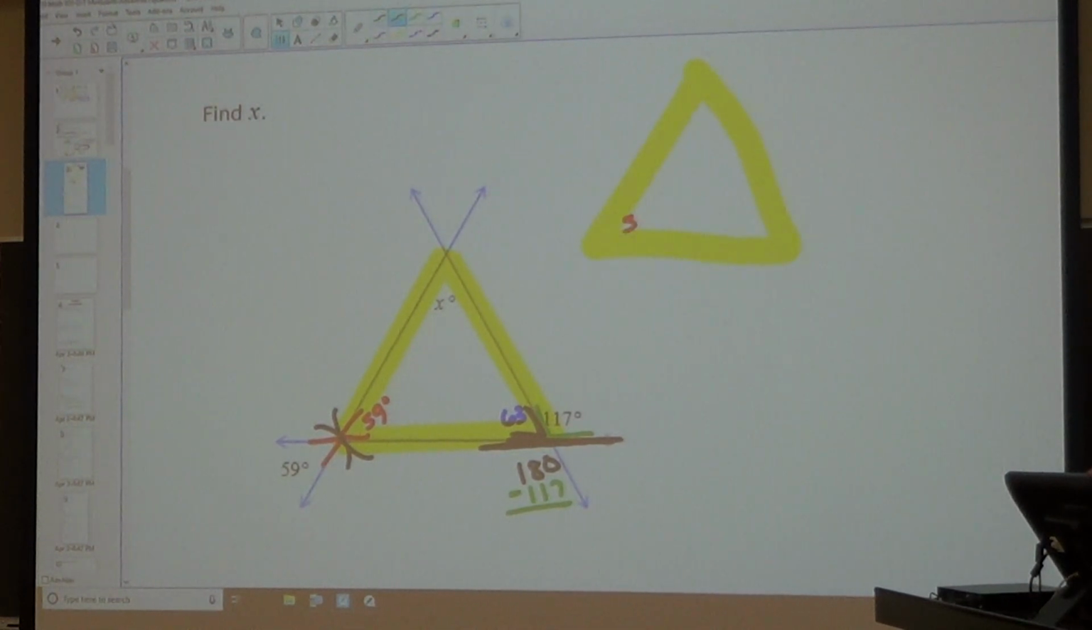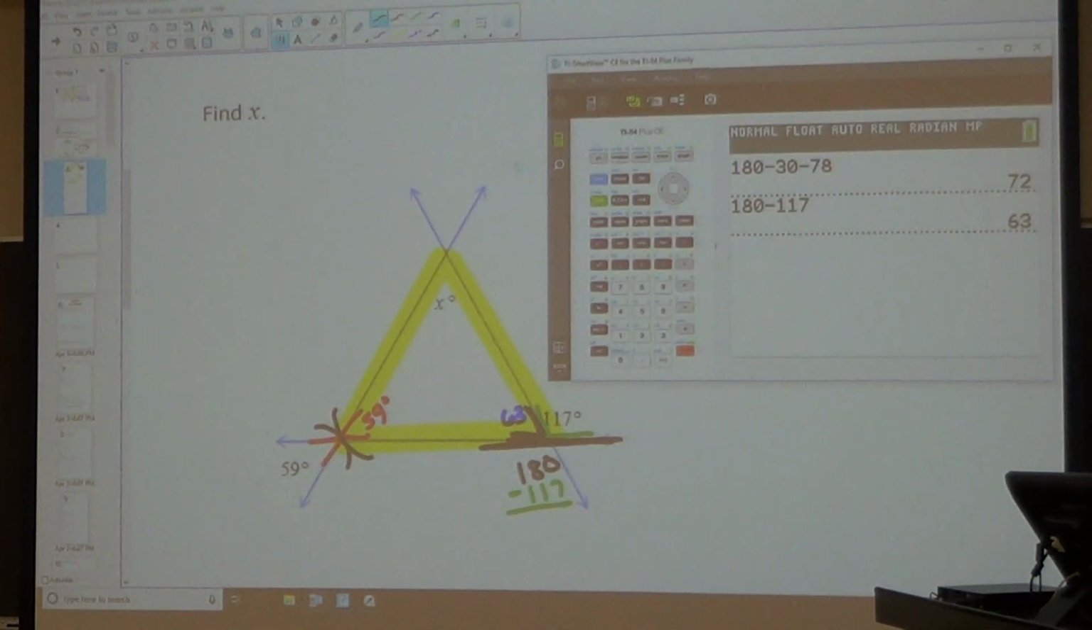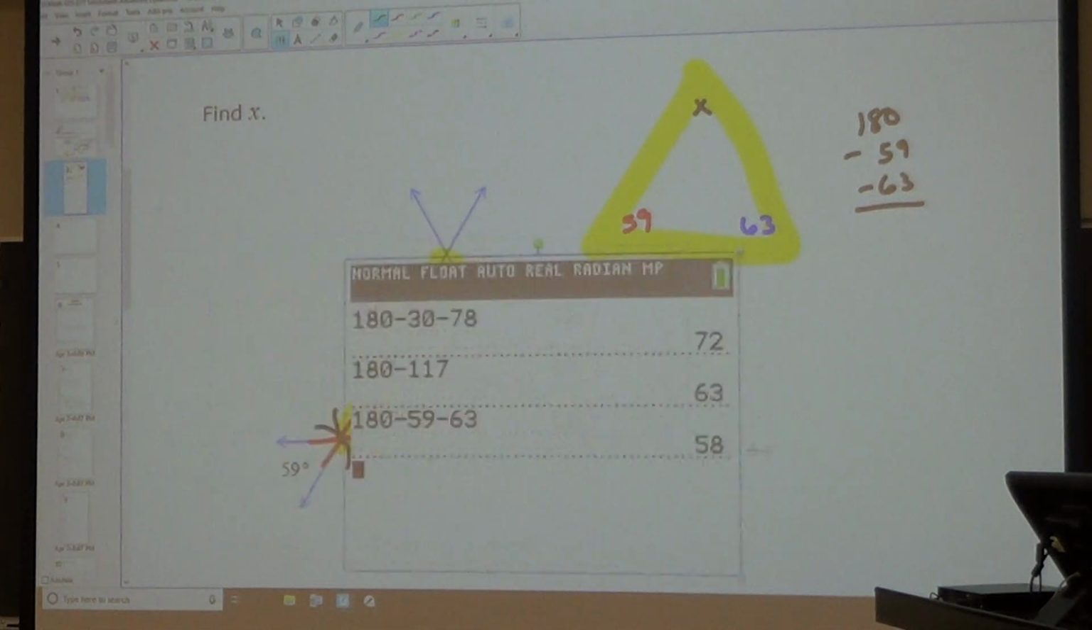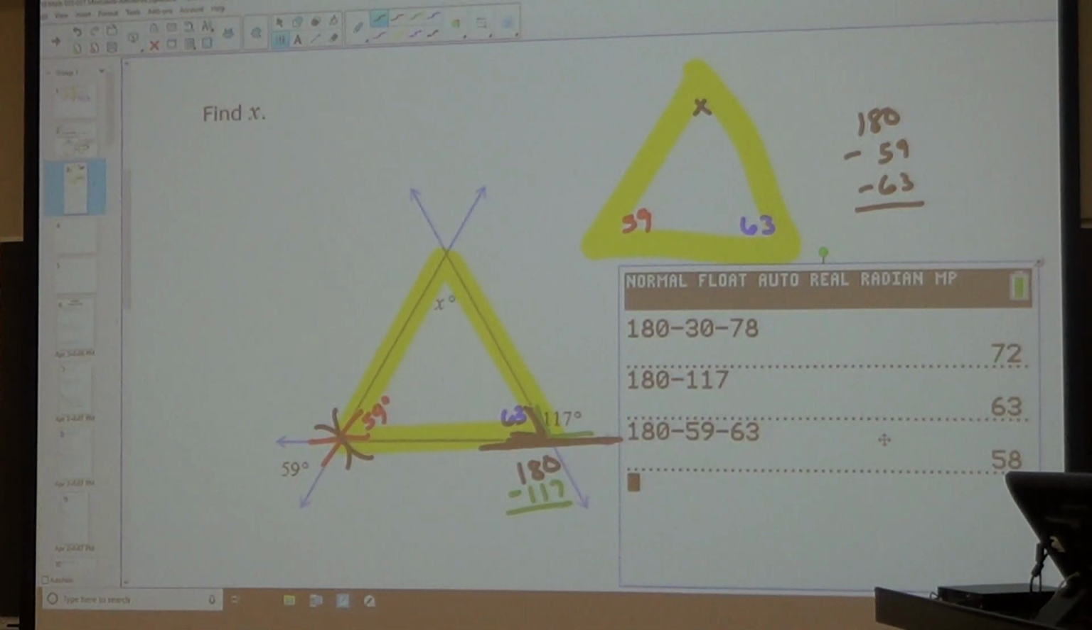I have a 59 on the left, I have a 63 on the right, and I have an X at the top. 180 minus 59 minus 63. That's the answer. Your answer is going to be that X equals 58 degrees. More or less.